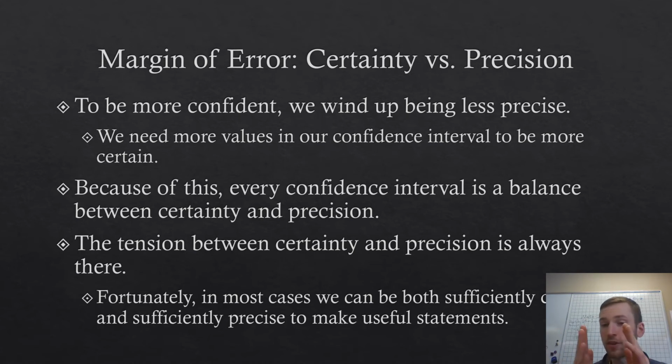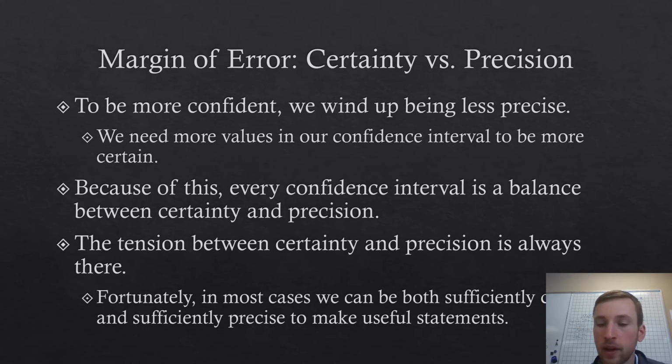So we want to be certain that we're actually capturing that true proportion, but we don't want to be so broad that we have a range from like 0 to 100%, because that's not very useful. Even from 25 to 75%, that's not very useful. So we want it to be a small enough interval where we have a pretty good idea of what that might be, but not so small that we're not going to capture it altogether.